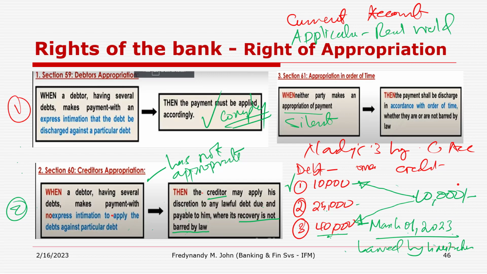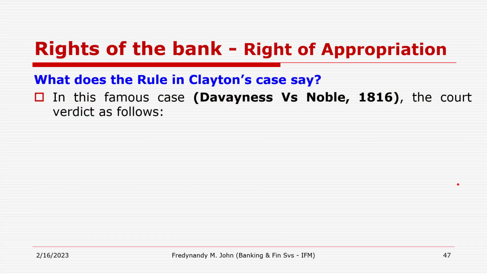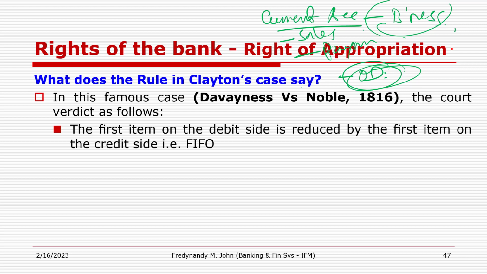Here is where the rule in Clayton's case will have to apply. What does the rule in Clayton's case say? This was a very famous case back in 1816. Now the court gave the verdict as follows. Number one, the first item on the debit side shall be reduced by the first item on the credit side. That is to say, first in, first out.